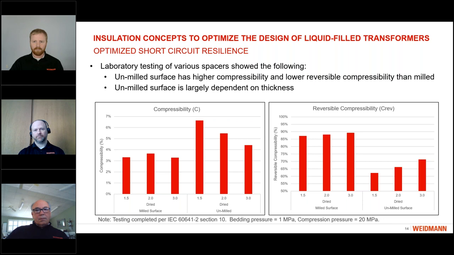Similar to what we saw in compressibility, with the unmilled surface you see a significant difference based on thickness. The thicker the material, the more reversible that compression. Again, this is really dictated by the ratio between the screen pattern and the total material thickness. The IEC limit here for the 1.5 is a minimum of 45% of that compressibility having to be reversible, and for 2 and 3 millimeter it is 50%. So again, well exceeding those IEC limits, but variable based on thickness.